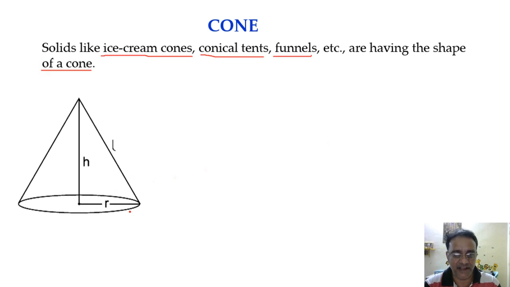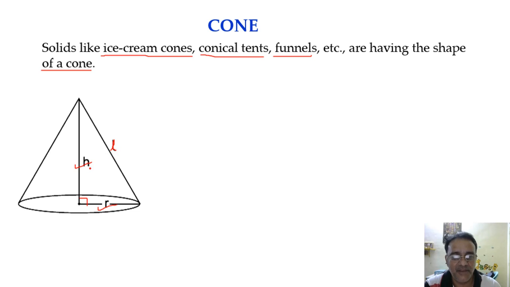So this is the rough diagram. Now in this, three parameters are there: h, height of the cone; r, radius of the base of the cone; and this is l, slant height. Okay, and the relation between these three you will get by using Pythagoras theorem. So what you will get?